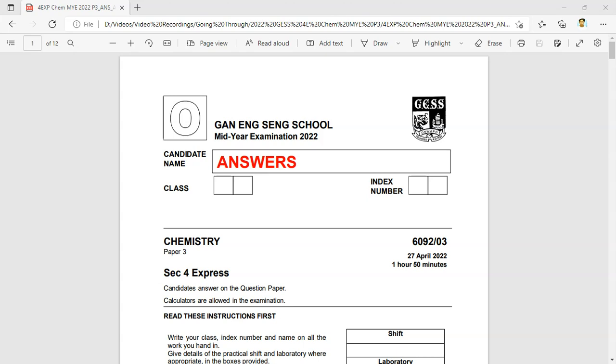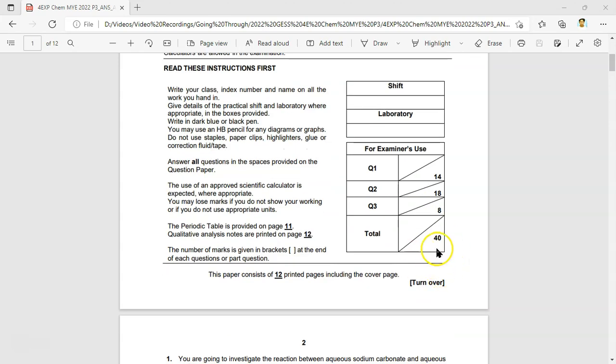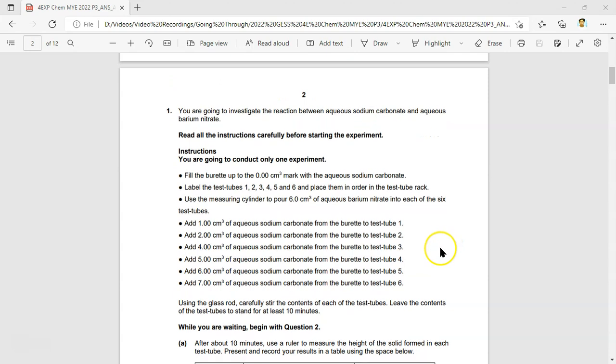Okay, we'll be going through the Galaxy Year 2022 Paper 3, which is the practical. So let's start. This paper is broken down into 3 main questions. The first one 14 marks. Second question 18 marks. The third question has 8 marks in total, adding up to 40. So let's start at the first question.